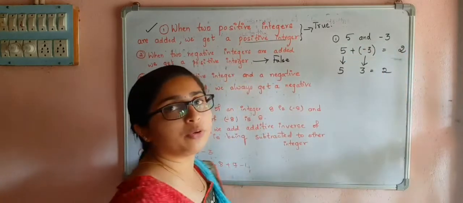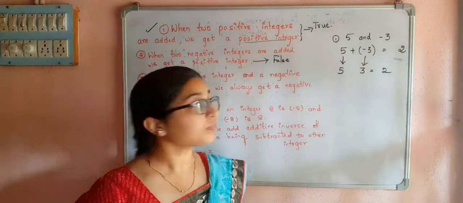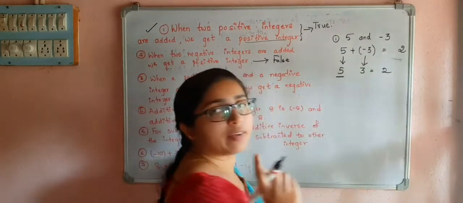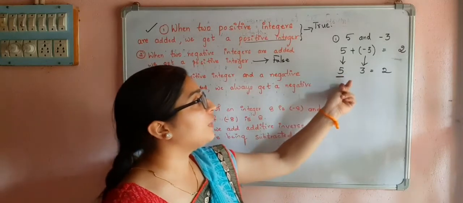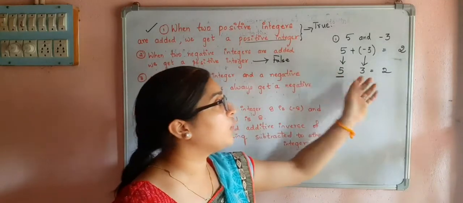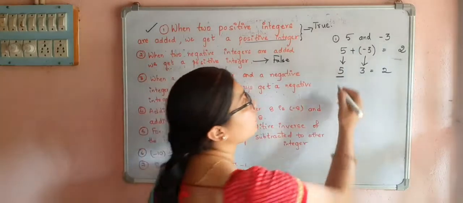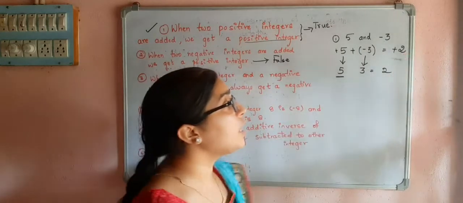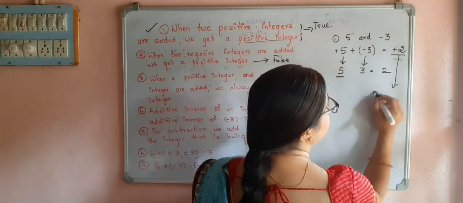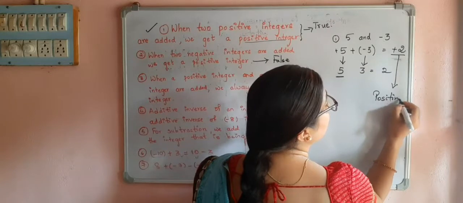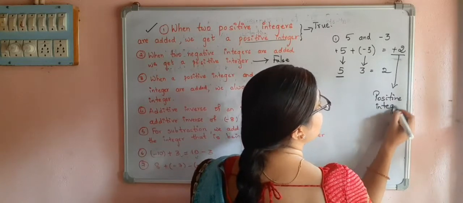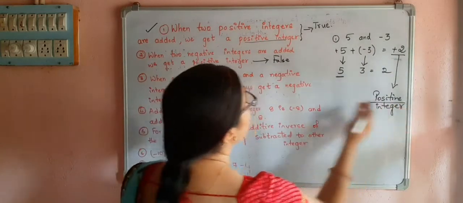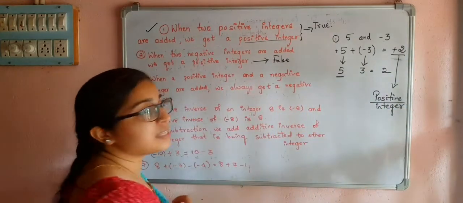Now you have to decide the sign of the sum. What is the sign? The greater absolute value is 5. I have told you that we will take the sign of the larger absolute value. It is having plus, right? So yes, we have got a positive integer. You might conclude from this example that we always get a positive integer, so you may write it as incorrect.